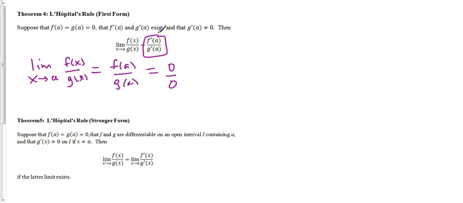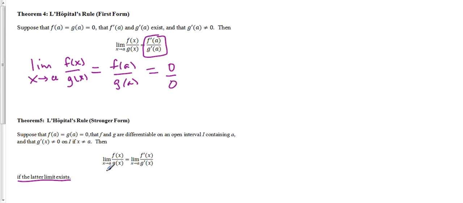And that again, g prime of x isn't equal to 0 on I as long as x isn't equal to a. Then we have this stronger form down here, which says the limit as x goes to a of f of x over g of x is equal to the limit as x goes to a of f prime of x over g prime of x, if the latter limit exists.